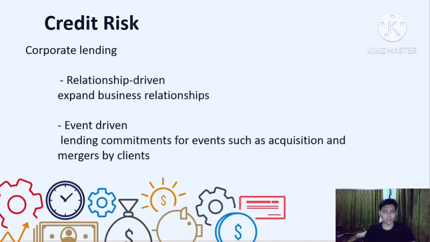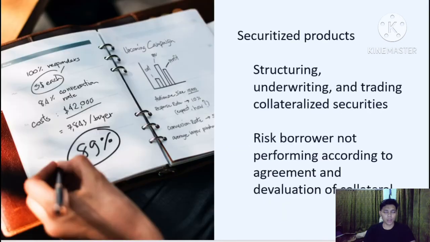relationship driven, such as expanding business relationships, and others are event driven, like a lending commitment for events such as acquisitions and mergers by the client, because it is a big company. Of course, corporations need to acquire or merge with other companies as well. Other credit risk is securitized products, like structuring, underwriting, and trading collateralized securities.